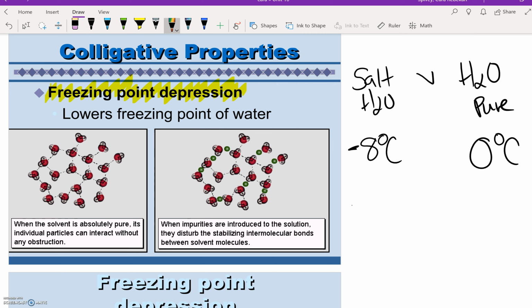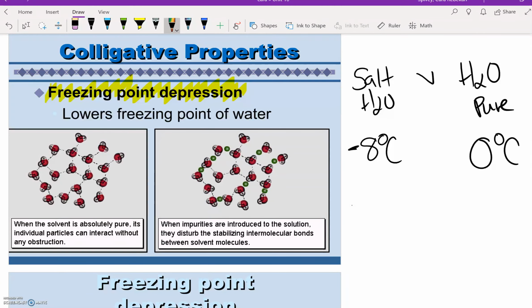This is exactly why in the wintertime, when it's about to snow, you see people putting salt on their driveways or salt on the road. It's so that the water won't freeze. What's happening, we have to look back at molecularly. What's going on? Why does this salt cause the water to take longer to freeze?